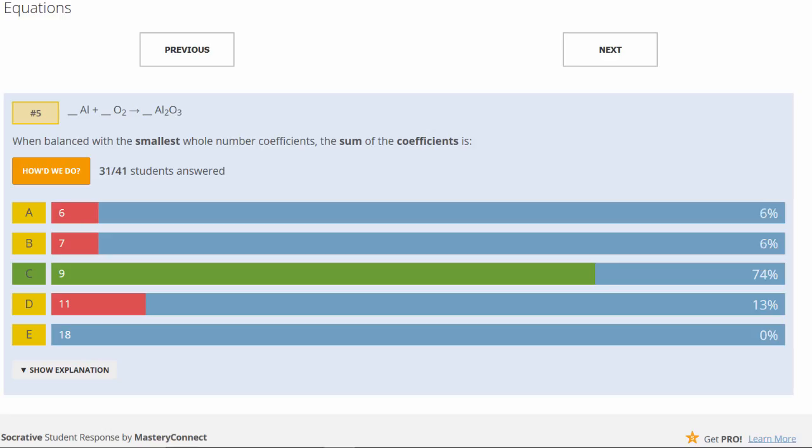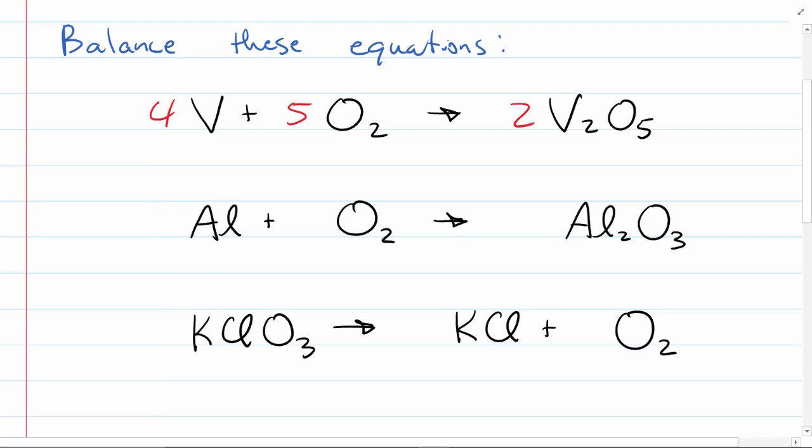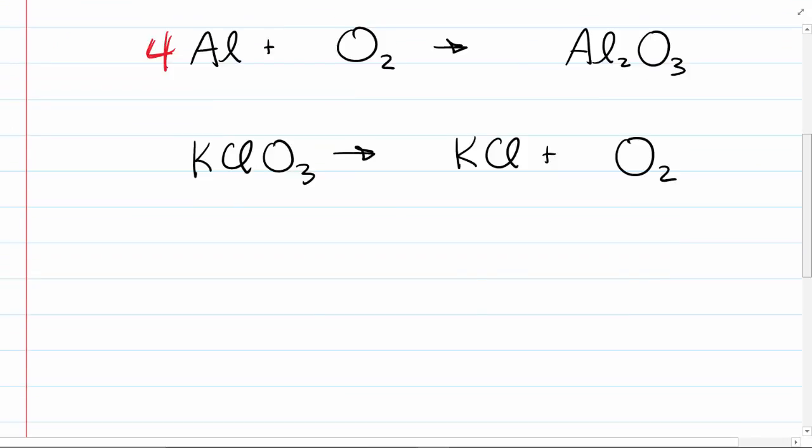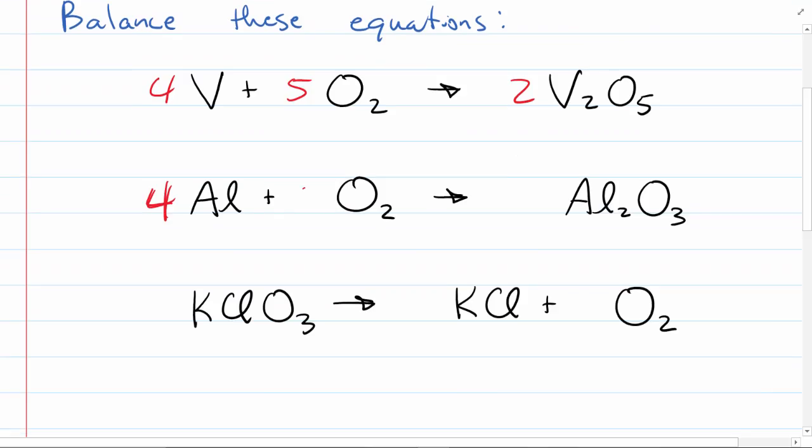Correct answer is 9. And it is 9 because the coefficients from left to right are, help me out, 4, 3, what the heck? Sometimes that happens, and I don't know why that happens here. They go, oh, there they go, 4, 3, and 2.